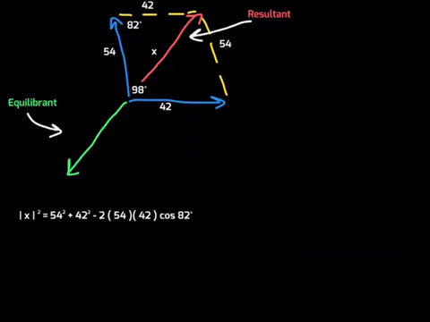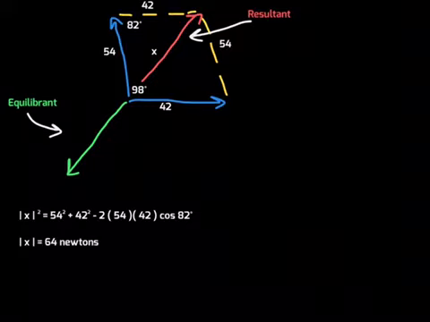If you punch all this into your calculator, don't forget to take the square root of both sides, and I'm going to round to the nearest unit. I'm getting that the magnitude of the equilibrant, which is also the magnitude of the resultant, is 64 newtons. So there's our answer for the first part of this question: find the magnitude of the equilibrant. That part is done.